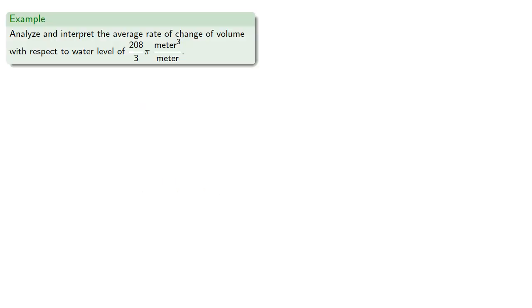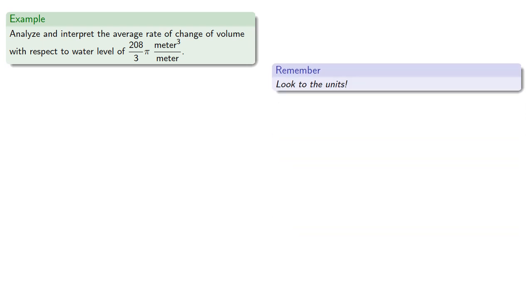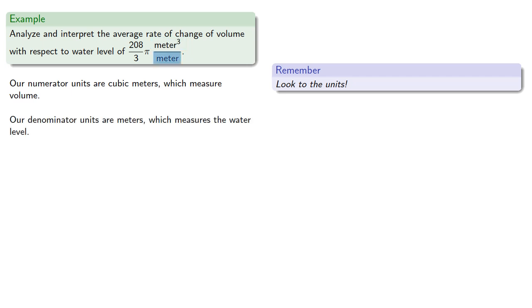So if we go back to that rate of change, since the question was asked in English, or more generally in a natural language, we should give an answer in a natural language as well. So let's see if we can try to make sense out of what that rate of change actually means. Again, always look to the units. Our numerator units are cubic meters, which measure volume. Our denominator units are meters, which measures the water level.